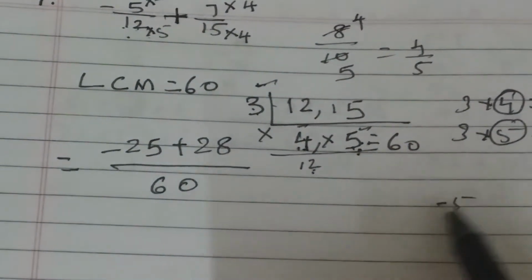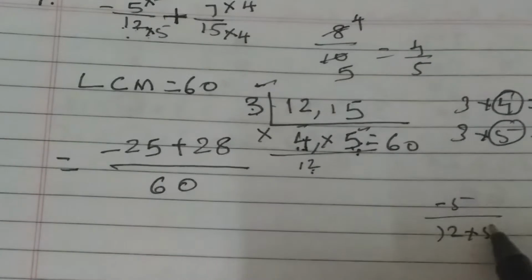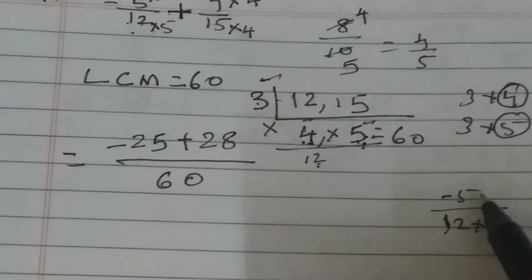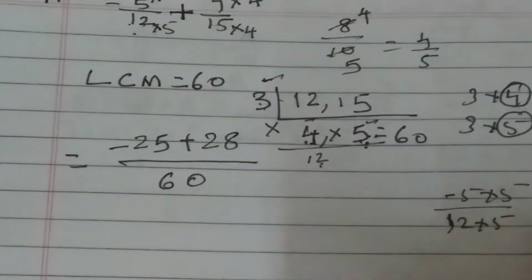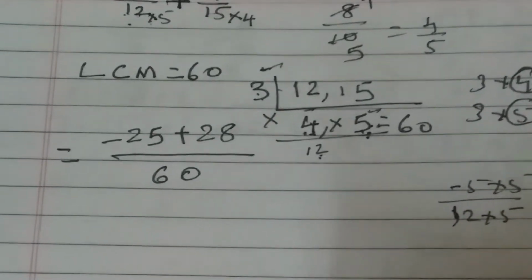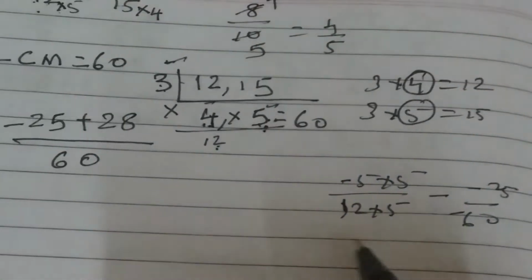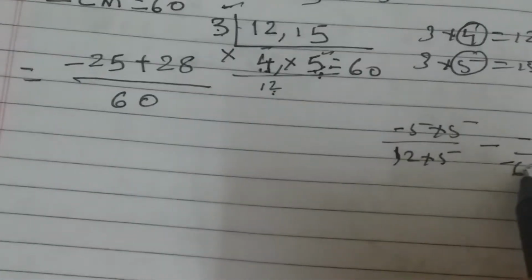For example, first we'll take 5 by 12. 12 into what gives 60? 12 5s are 60. Multiply the numerator also by 5, like this, and we have changed it into 25 by 60. We have changed it like this. We have taken the rational numbers one by one and changed them into the common denominator.